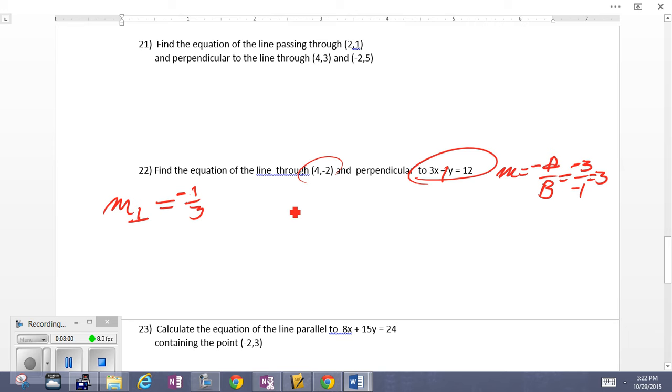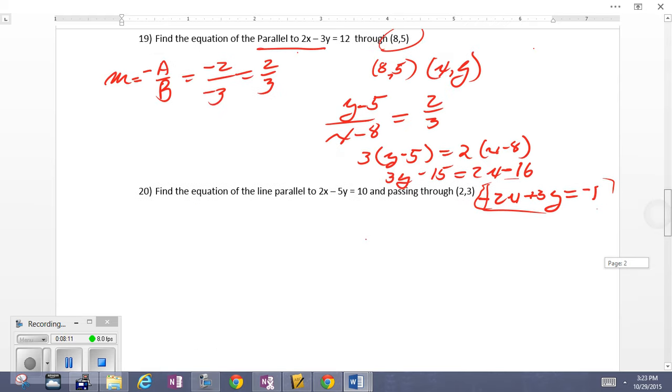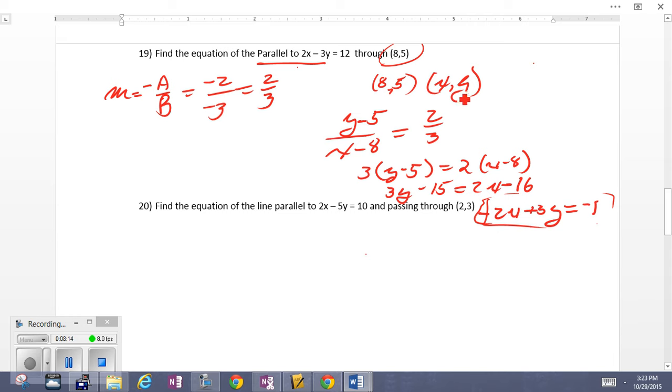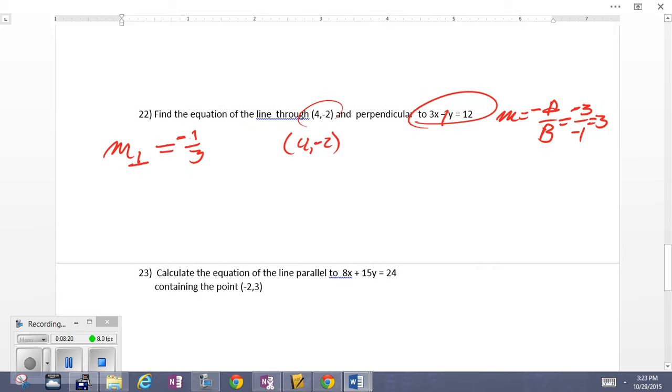Now, what we've got to do from here is go through this point, 4, negative 2, with this slope. And that's very much what we did in this previous problem here. You've got a point and a general point, and you've got a slope. So let's wrap that one up. So we've got the 4, negative 2 and the x, y point, so we compute our slope: y minus negative 2, which of course is going to change to y plus 2, over x minus 4 is equal to my slope of negative 1/3.